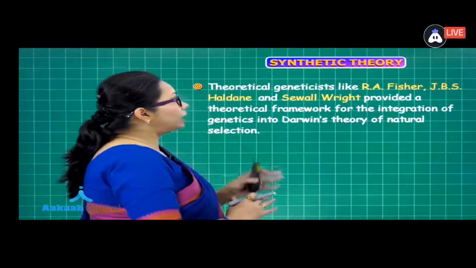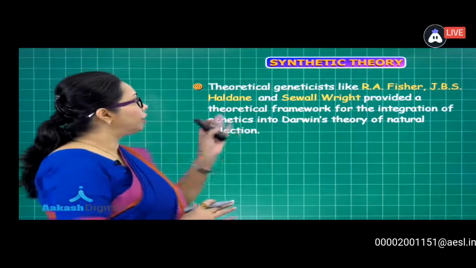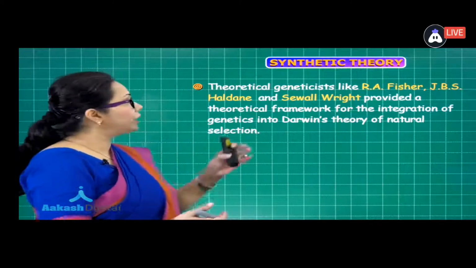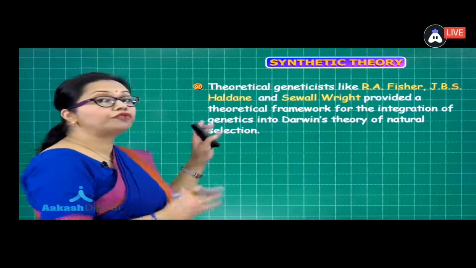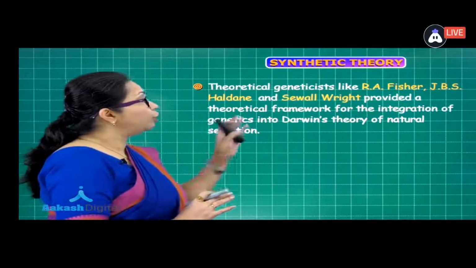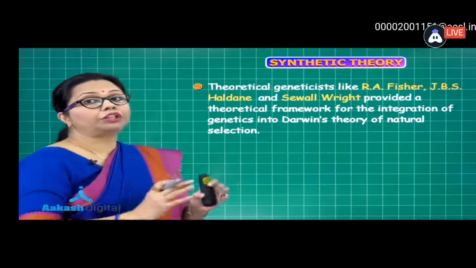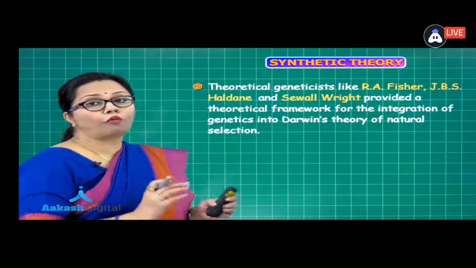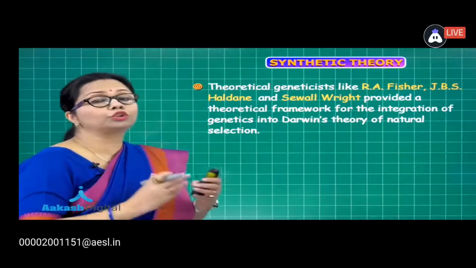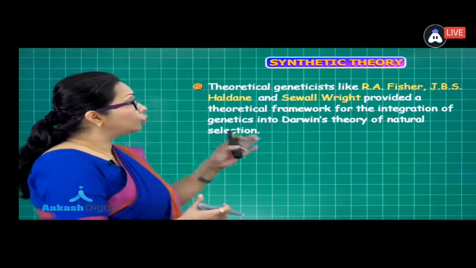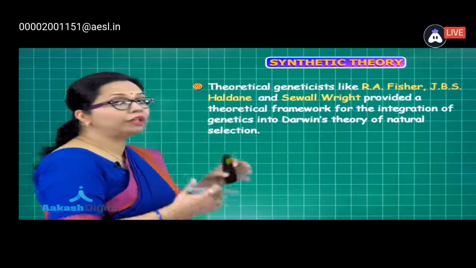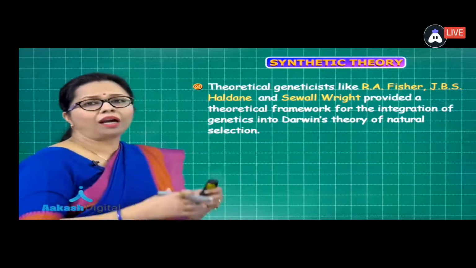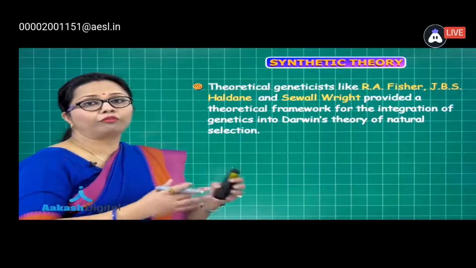Now, theoretical geneticists like Fisher, Haldane, Sewall Wright, they provided some theoretical framework for the integration of genetics into Darwin's theory. And if you remember, in Darwin's theory, the main flaw was that he couldn't explain the source of variations. So they tried to integrate genetics with it, but the way they tried was too mathematical and beyond the scope of understanding of most of the people.